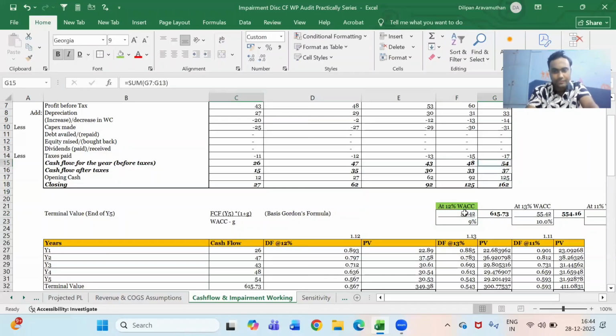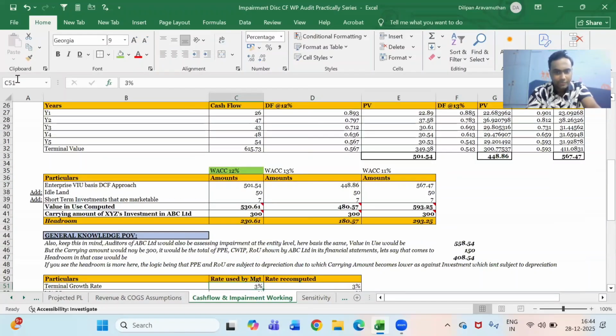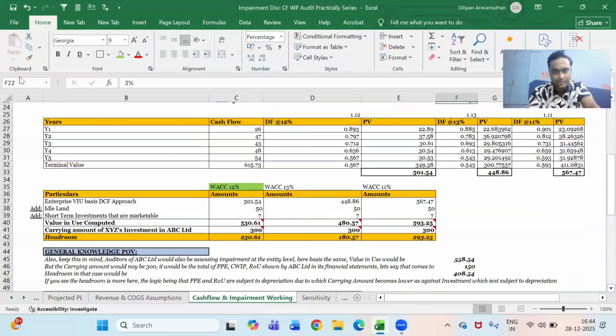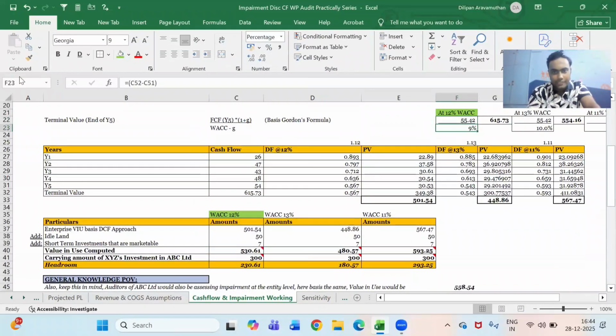Let me just go to C51, give you a perspective where we have mentioned, link the growth rate number. C51 growth rate is 3%, which we have explained here, right? And when we do WACC minus G, WACC is 12% minus growth rate of 3%, we get a number of 9% here. So we take 55.42 by 9%, we get a terminal value of 615.73.